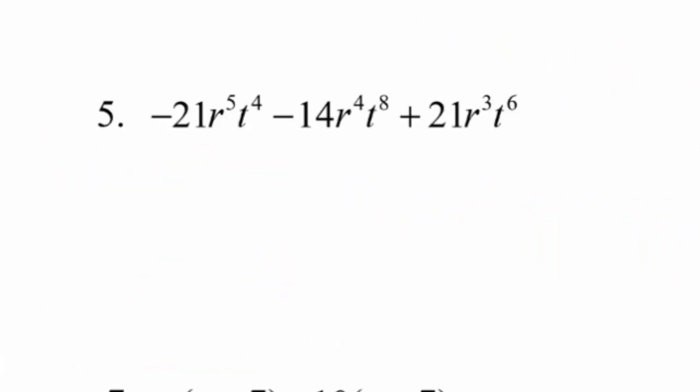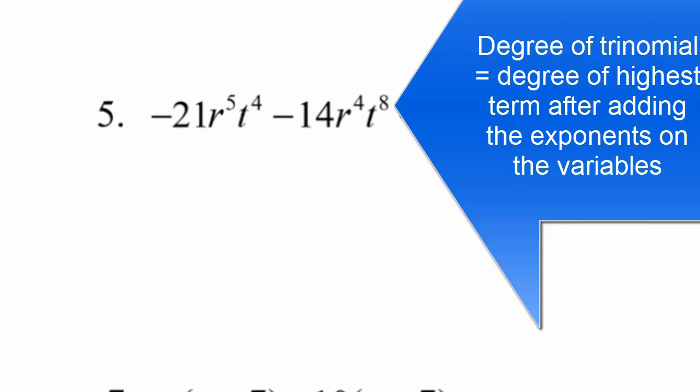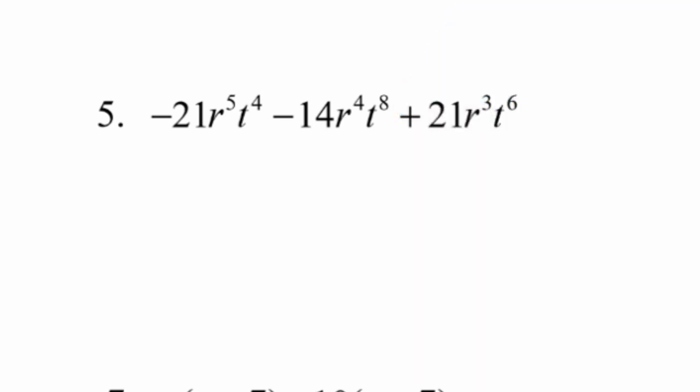In this next example, we have once again a trinomial. Can you figure out what the degree is? You're probably going to say it's 9 because you're looking at that first term, but actually the middle term has degree 12 because we have the 4 and the 8, and that's the largest of the 3. So the degree of this trinomial is 12. Just a little FYI for you.